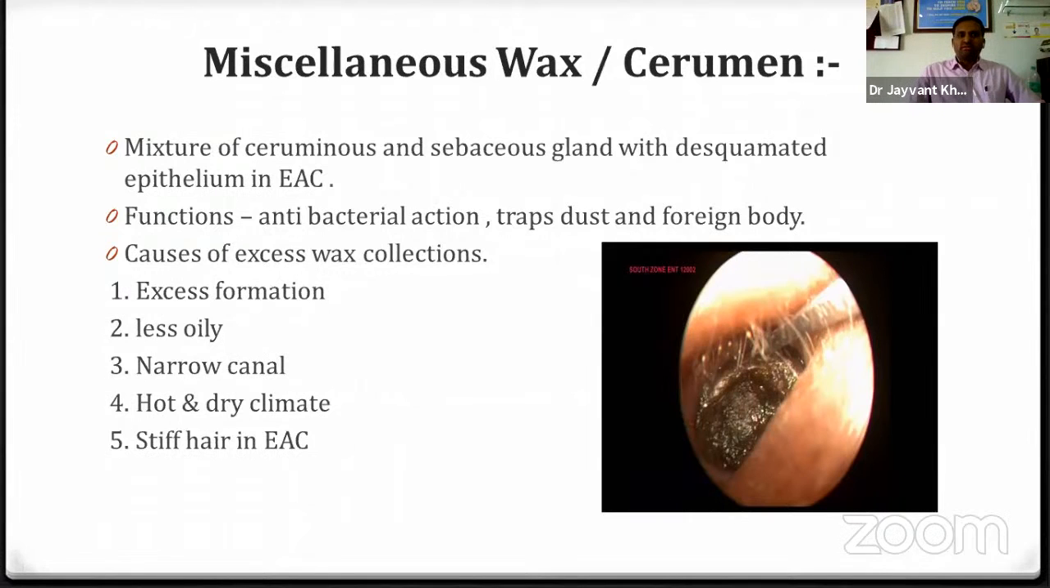These two are very much important in the miscellaneous conditions. So wax, or cerumen, is a mixture of ceruminous or sebaceous gland secretion with desquamated epithelium in the EAC. What are the functions of cerumen? Antibacterial action, traps dust and moisture, foreign body.